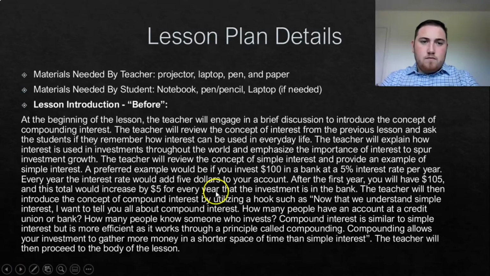So some of the materials used in this lesson for me were a projector, a laptop, pen and paper. For the student, it was a notebook, pen and pencil, or laptop if needed.